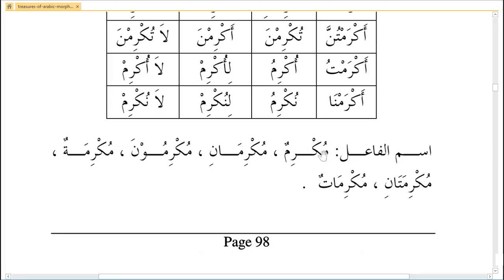And the maf'ul, as you know, just change the kasra to fatha. Fa'il has kasra, maf'ul has fatha. So maf'ul will be mukramun, mukramani, mukramuna, mukramatun, mukramatani, mukramat. So that is the maf'ul. Just remember, for thalasi mazid fi, fa'il has kasra and maf'ul will have fatha.